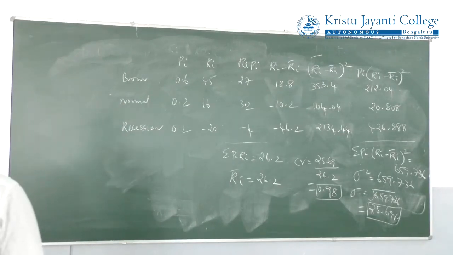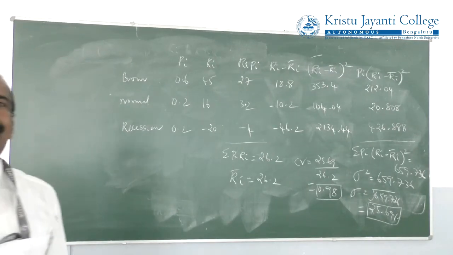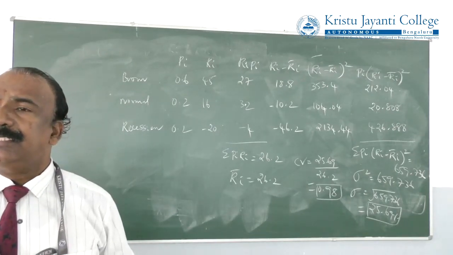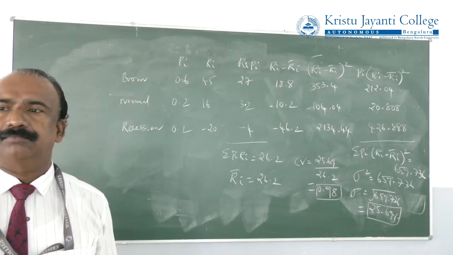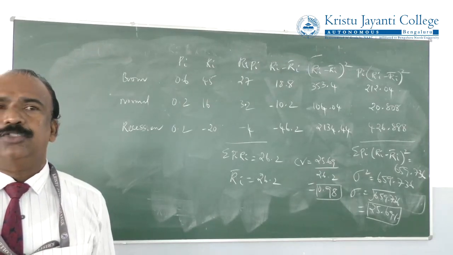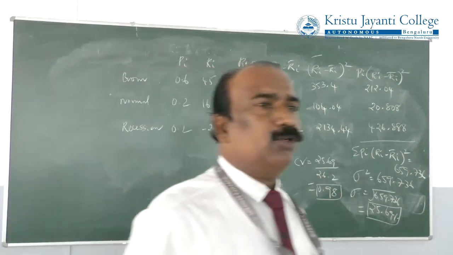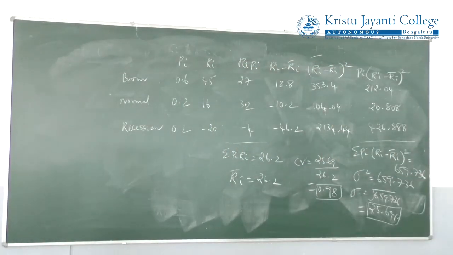So anybody got any doubt about this computation of total risk? So we have calculated total risk for actual return and expected return. Tomorrow we will take the computation of systematic risk. Okay.